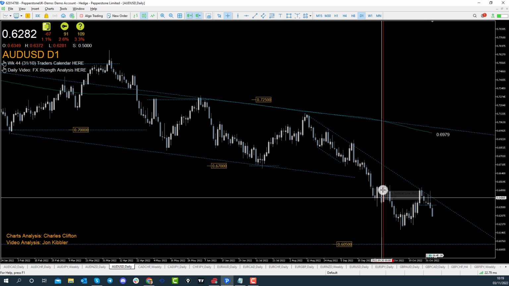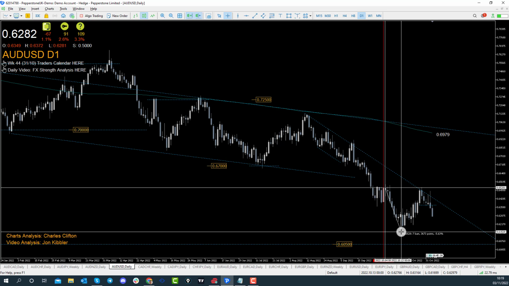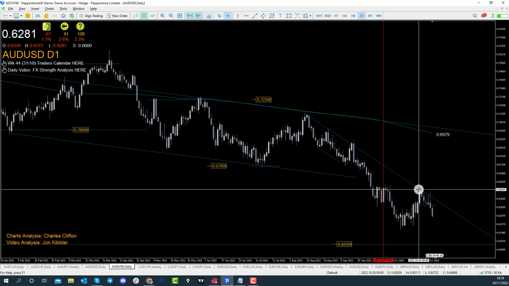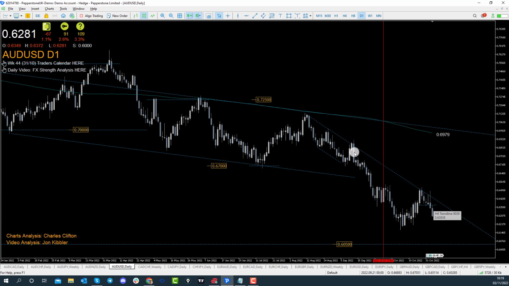So from this area here, if we took the high, for instance, that move down was 367 pips. Price then came back. So if you were interested in it again at that point, we're already moving 250 pips away from this trend line resistance, for instance. So there could be some further downside here.